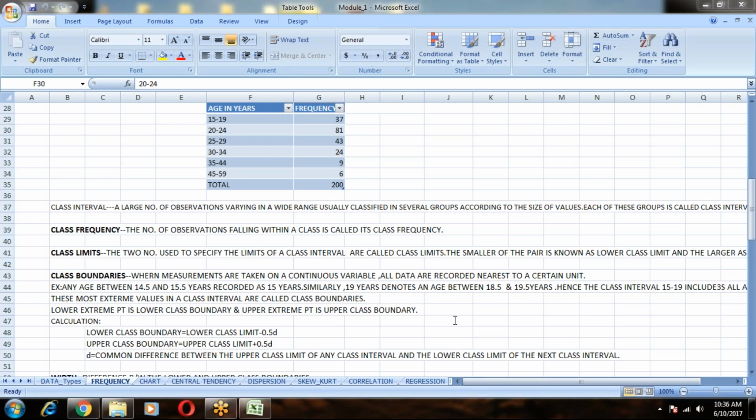There is a formula, okay? The difference between the upper limit of one range and the next range's lower limit, divide it by 2. So what we are getting is half, which means 0.5. Now this 0.5 would be deducted from each range's lower limit and added to each range's upper limit. So 15 minus 0.5, 20 minus 0.5, 25 minus 0.5, and 19 plus 0.5, 24 plus 0.5, 29 plus 0.5. So ultimately, what will we get?